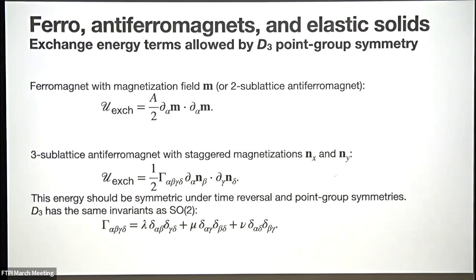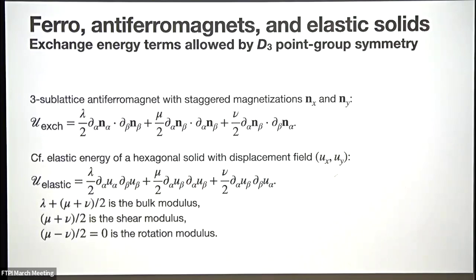If you promote D3 to a higher group like SO(2), or D infinity, then you can easily guess that the only invariant tensors would be the products of Kronecker deltas. So what you have to do is take the various traces between these indices. You can, for example, take the trace over alpha and beta and gamma and delta, or various other pairs. That's basically the answer to what sort of exchange terms you might have. So this is the most general exchange energy expression that you can have for a three sublattice antiferromagnet.